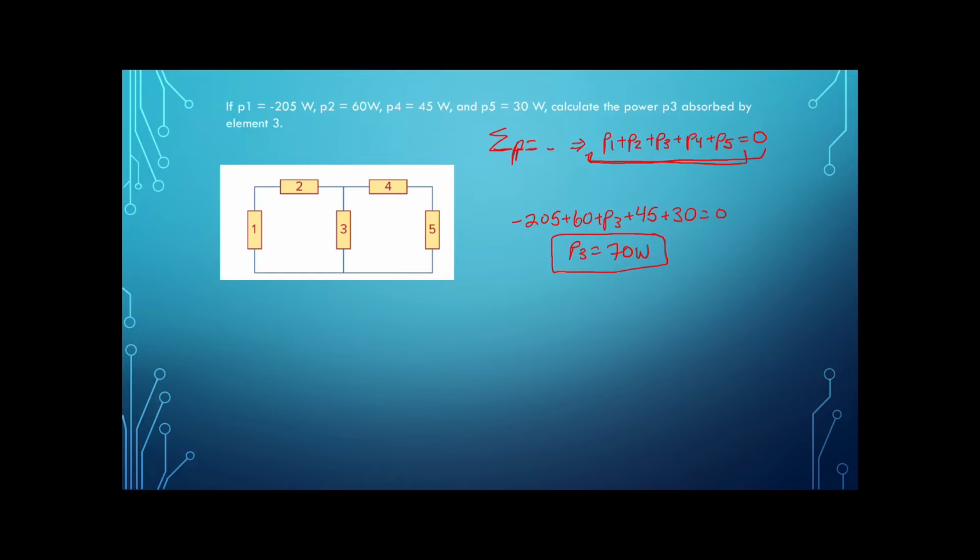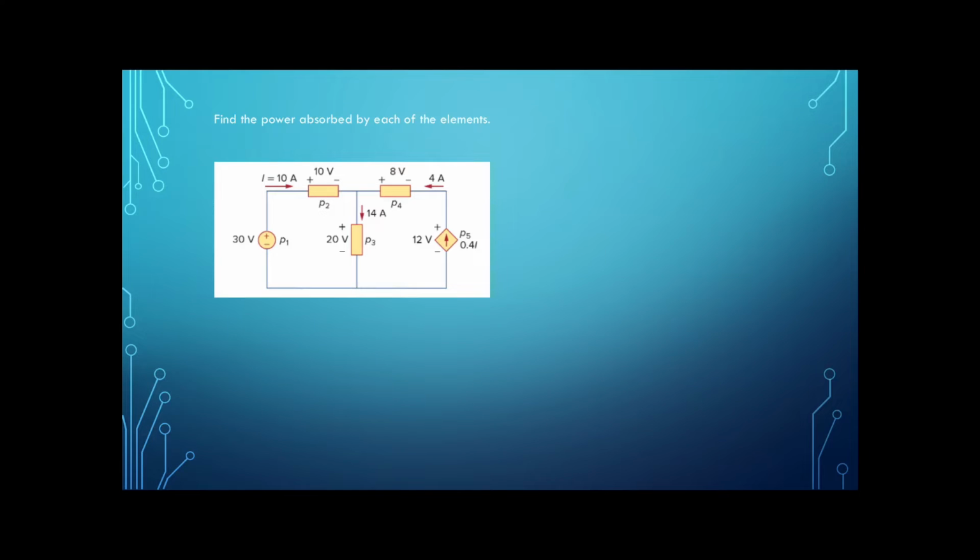So how can we double check this answer? Well, again, we know the sum of the powers is equal to 0. So we take the value we got for P3 and then we add all of the powers together and they should equal 0. So if we did that, negative 205 plus 60 plus 70 plus 45 plus 30, that gives you 0. So for the second question, we've been given a circuit and we're told to find the power absorbed by each of the circuit elements.